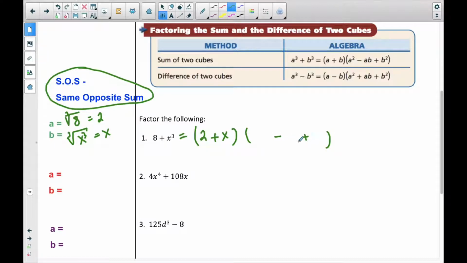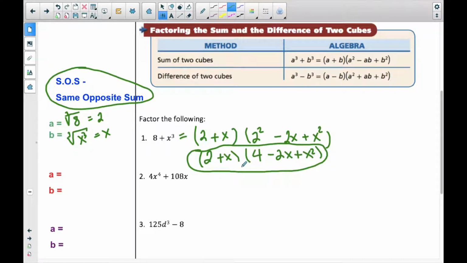The next set of parentheses has an a squared, well, that's 2 squared, minus ab, which is 2x, plus b squared, which is x squared. Now, this is just the pattern that I'm copying from this box right here. I should simplify this. The only thing I really need to simplify is that 2 squared is 4. And so this is my final answer, 2 plus x times 4 minus 2x plus x squared.